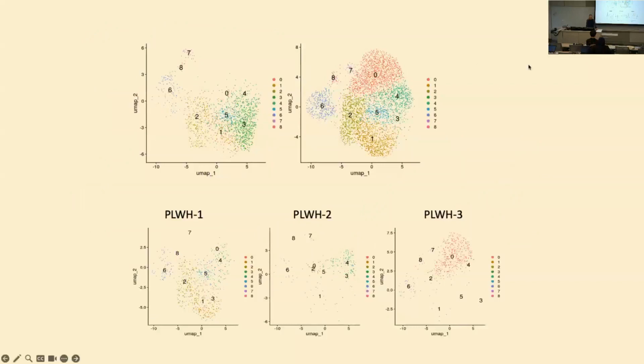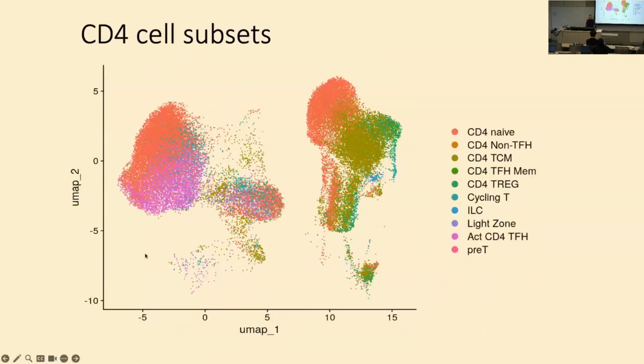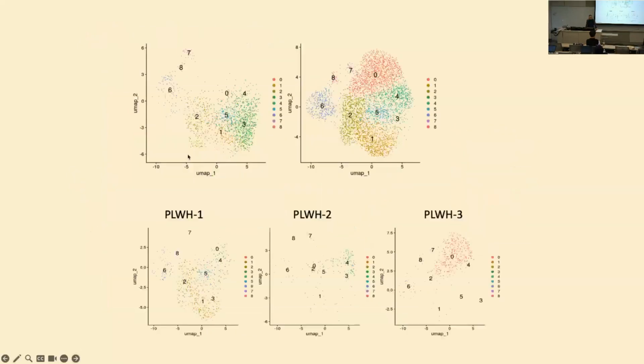But here, another big component is that we said, let's just look at these activated T follicular helper cells. Let's take just these cells and look at them. And that's what we did. So now you see a completely different clustering. Each dot is a cell. And here we're looking at people living without HIV and these people living with HIV.